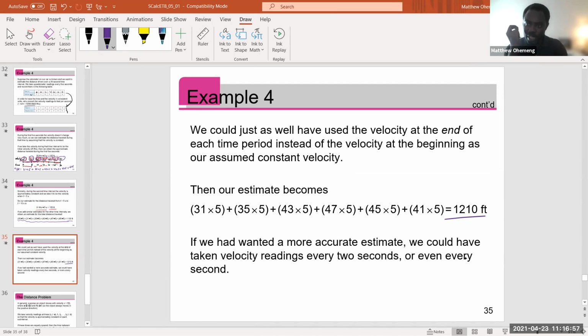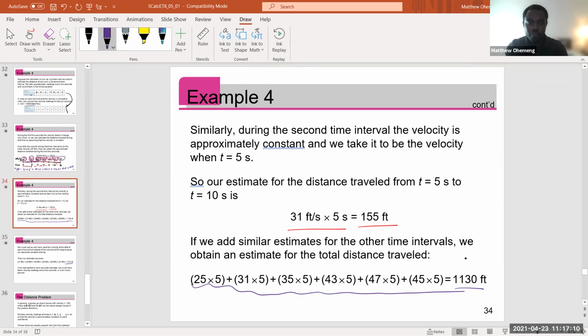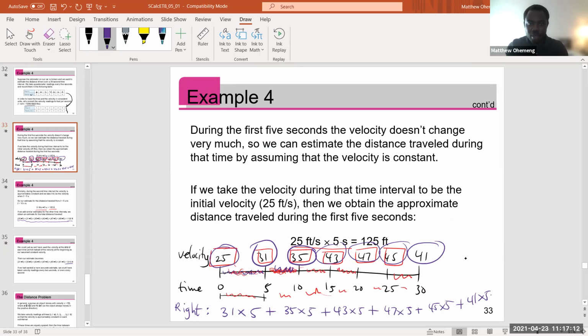So the true total distance will be obtained if the time divisions are approaching what? Infinity, right? If the time divisions are approaching infinity. So for the first case, for the example that we had, we partitioned the 30 seconds into what?